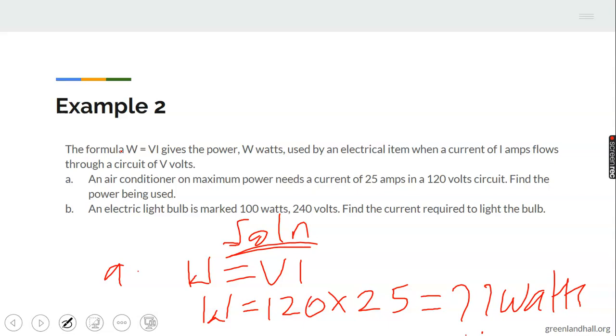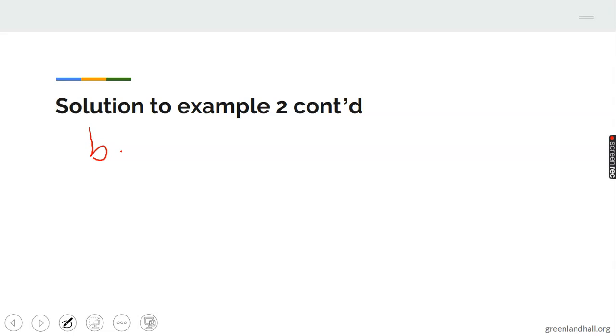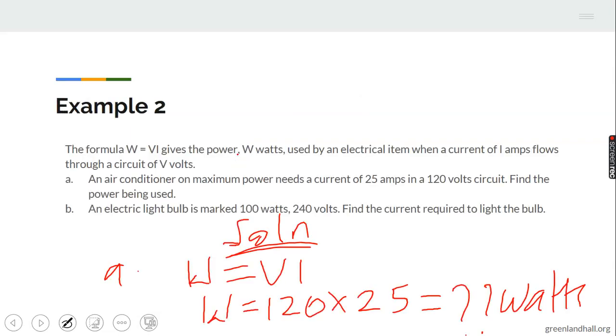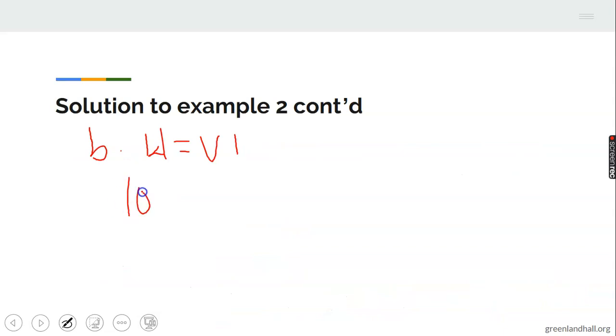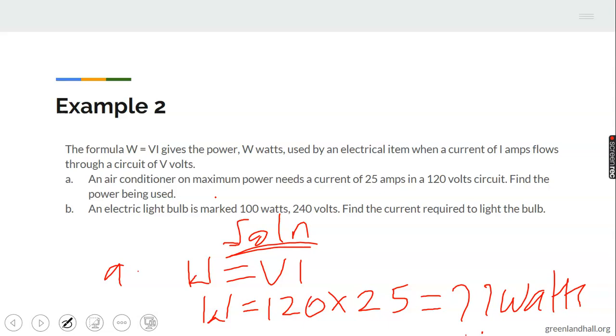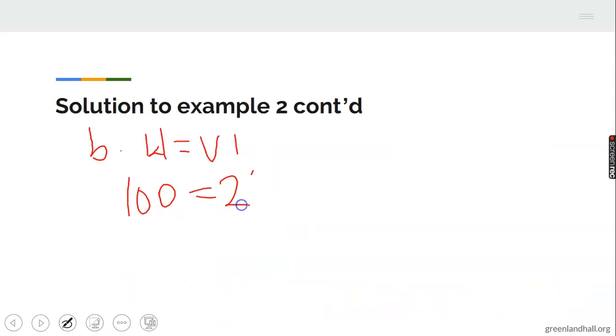an electric light bulb is marked 100 watts, 240 volts. Find the current required to light the bulb. Write out your formula first. W equals VI. So you've been given your W to be 100 watts, your V 240, and you are asked to find I.